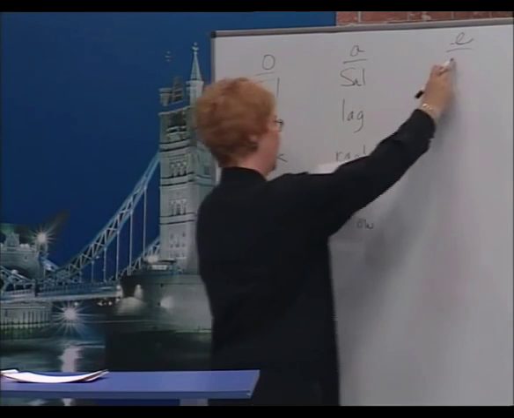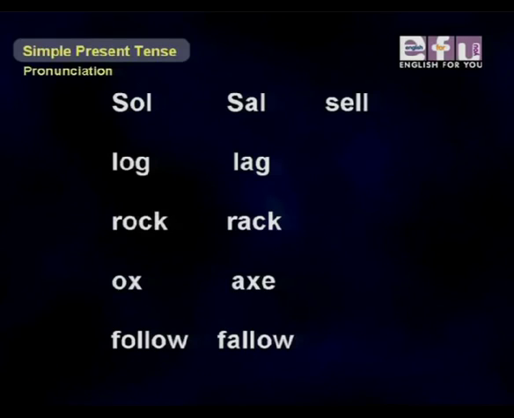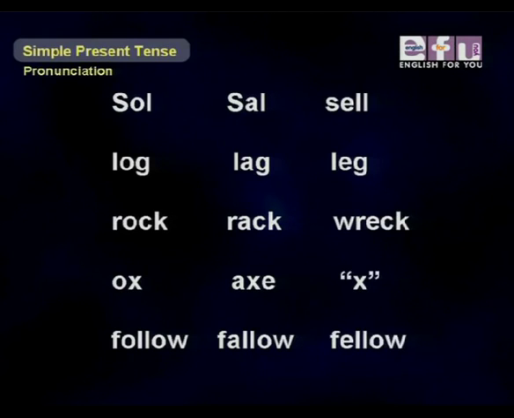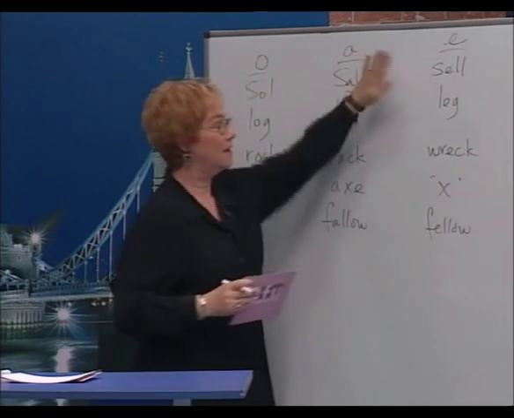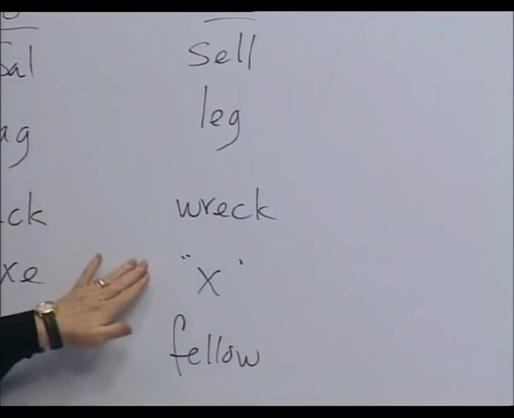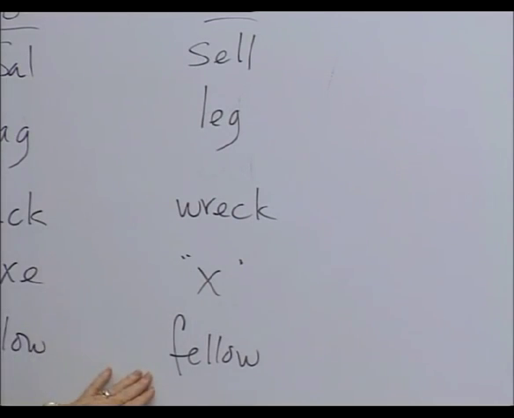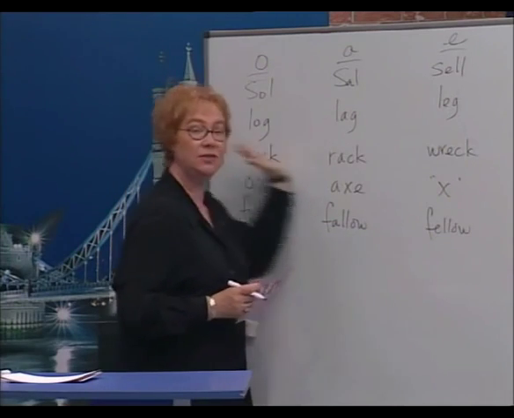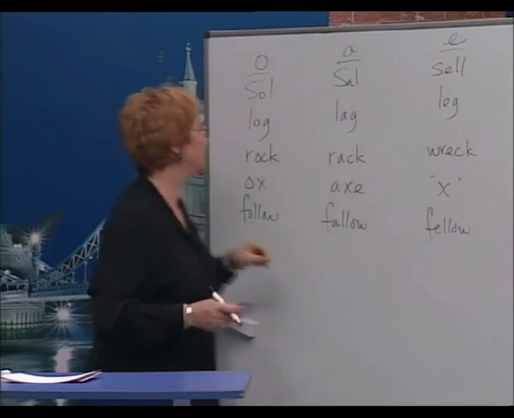And finally, cell, leg, wreck, X, and fellow. Cell, leg, wreck, X, fellow. Now, again, let's do it across, and you can hear the difference in sounds.